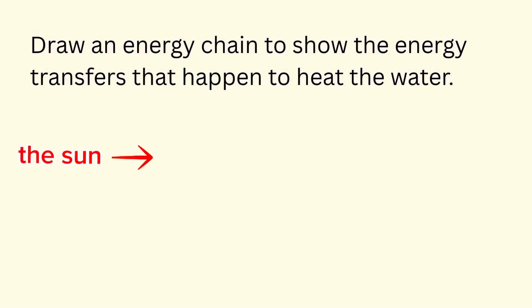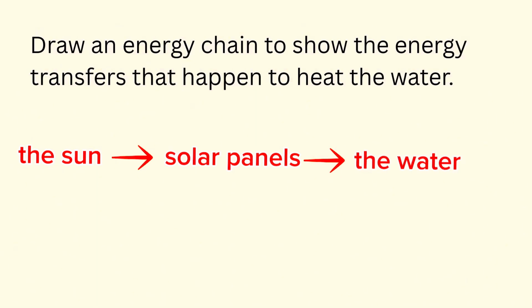The sun's light energy is converted into heat energy by the solar panels, which then transfers that heat to the water, giving it the potential to do work, like run a hot shower.